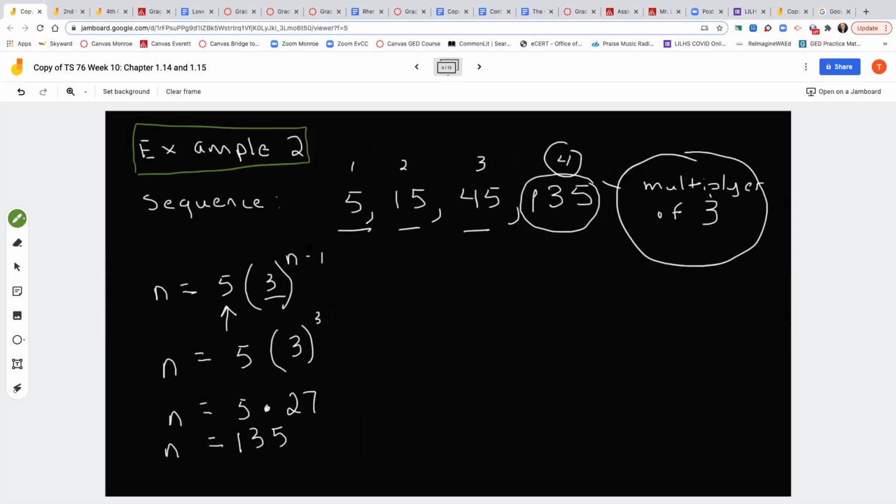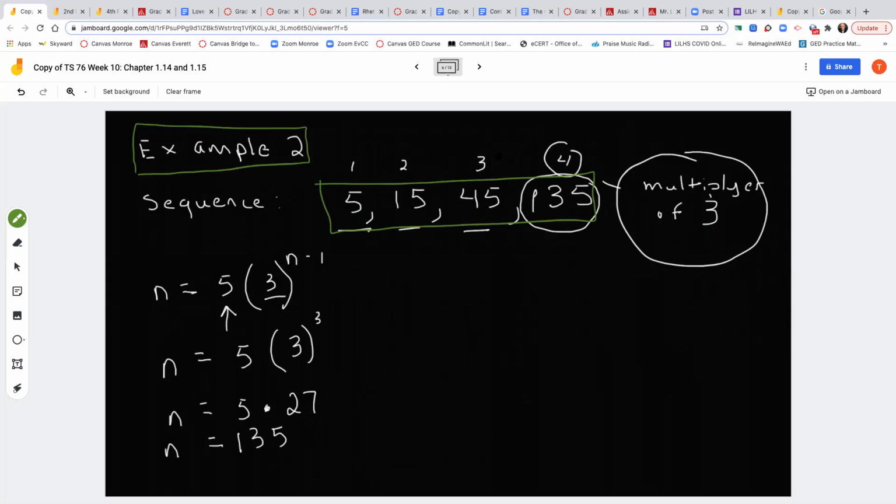All right, I've got a sequence of numbers here. Here is my sequence. I have 5 terms here. 5 times 3 is 15. 15 times 3 is 45. 45 times 3 is 135. It looks like I've got a multiplier of 3.